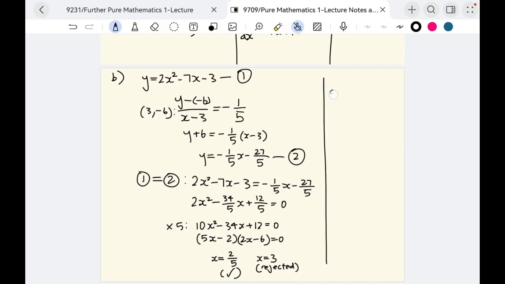Next, the last step is to substitute x equals 2 over 5 into the equation, which is equation 2, to save your time. But if you want to obtain or verify the y coordinate when the x coordinate is 3, it's negative 6, please do so. But this takes you a lot of time. My best suggestion is don't do that, because we have to conserve some time for the other questions.